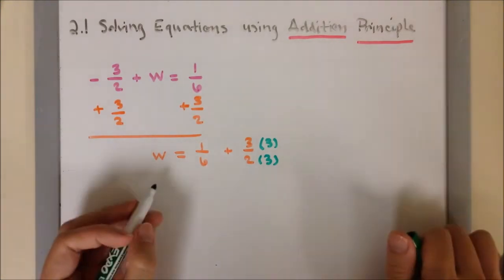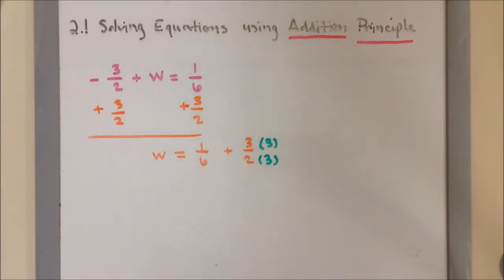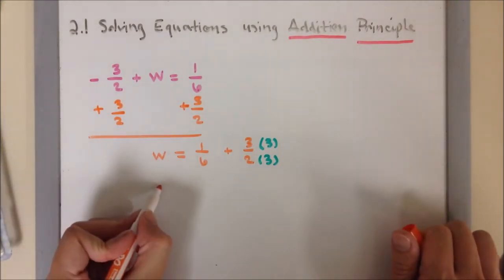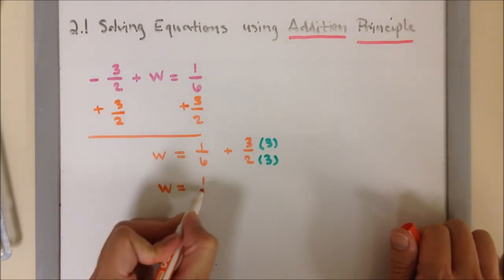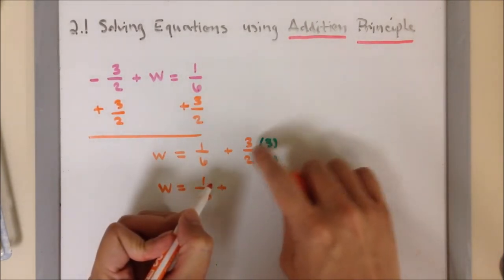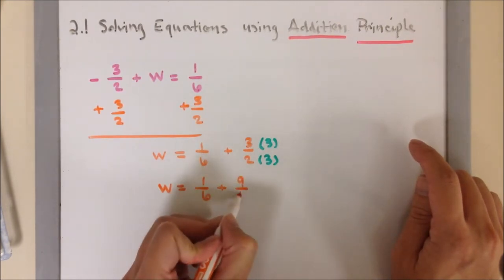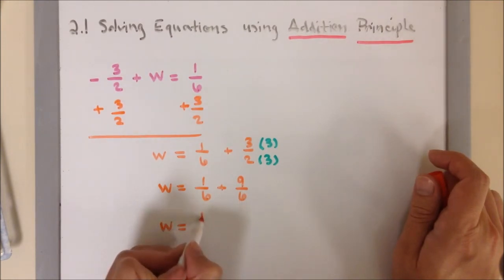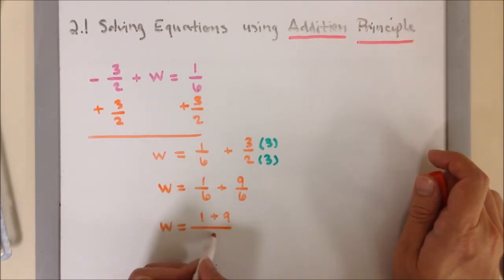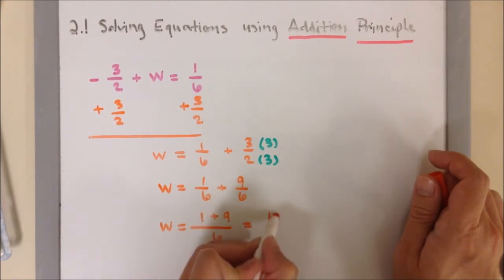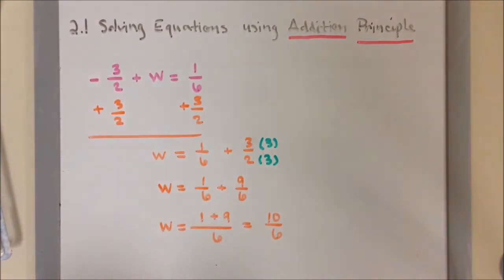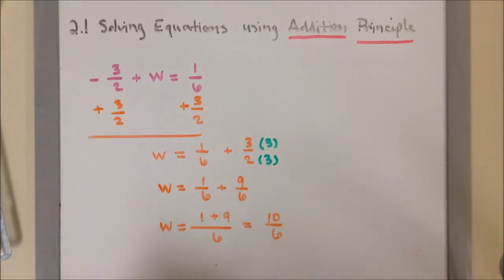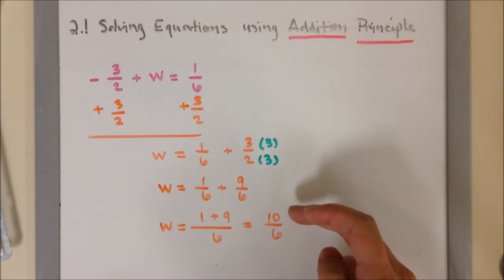So when I do that, w equals 1/6 plus, multiplying, this will be 9 over 6. And then since they have the same denominator, w equals 1 plus 9 over 6, which will equal 10 over 6. I'm not going to stop there. Here's why. Because the numerator and denominator are both even numbers, I can actually simplify by dividing by 2.